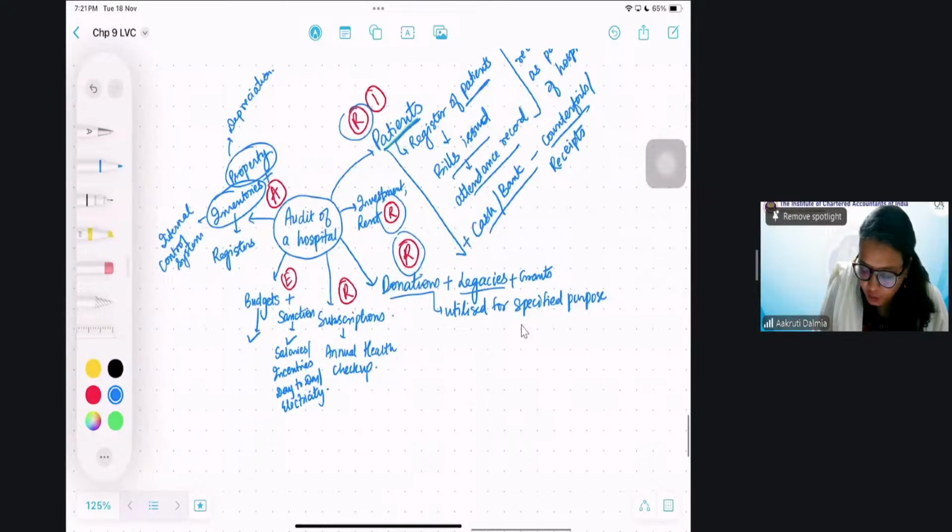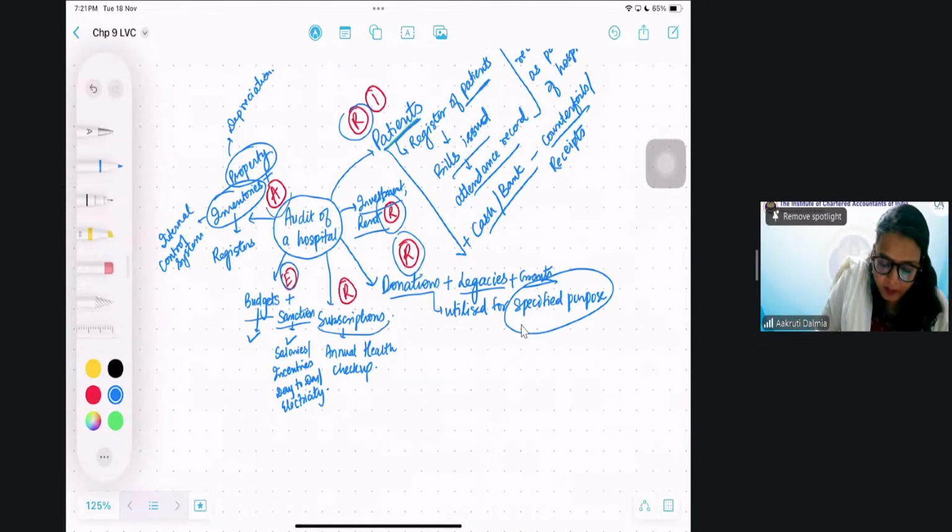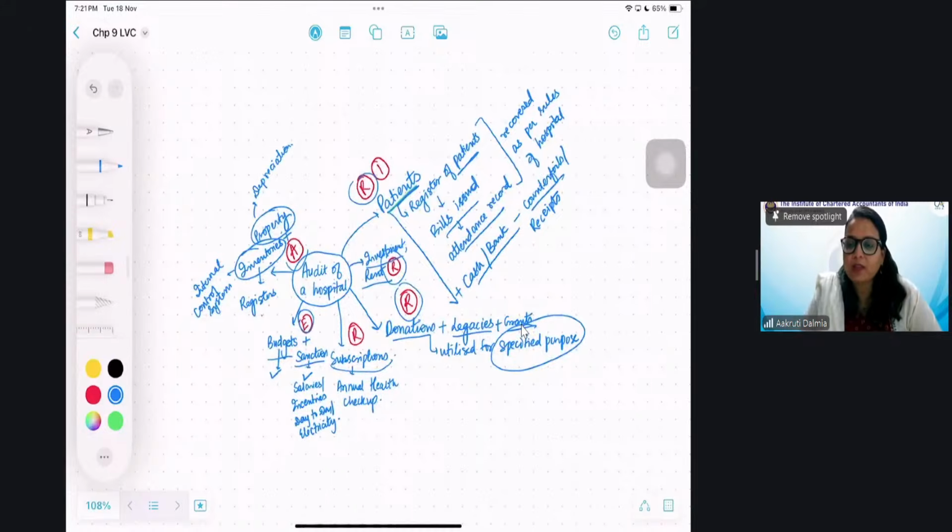Donations to check, legacy to check, grants to check, again specific purpose. Investment to check, rent to check, subscriptions to check, budget and sanction under E. Assets: inventories register, inventories internal control system, property depreciation and property register. Can you see? If you think in this way, it will be easier to remember. Everyone clear?